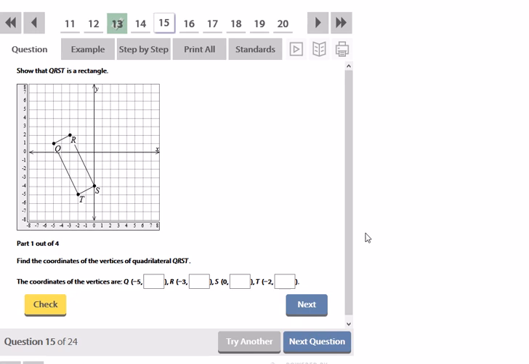Find the coordinates of the vertices of Q, R, S, T. So here they already have it plotted. So Q is at negative 5, 1. R is at negative 3, 2. S is at 0, negative 4. And T is at negative 2, negative 5.